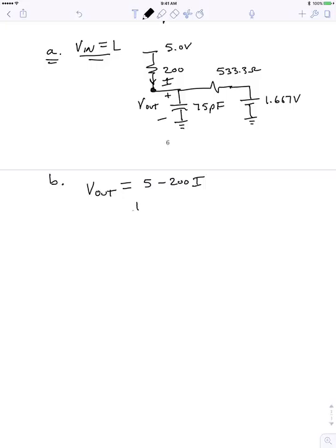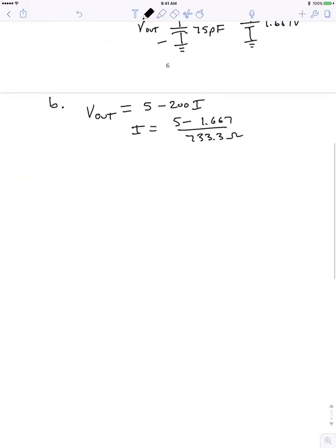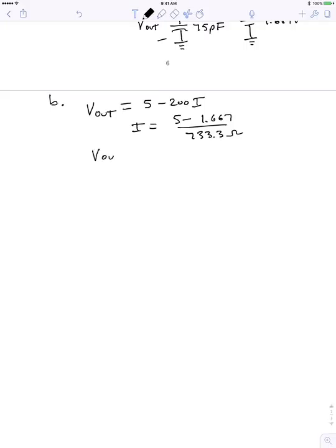Okay, and we can find I by looking at the voltage across the resistor combination. So it would be 5 minus 1.667 divided by 200 plus 533, so 733.33 ohms. And when you do this calculation, you get V out to be 4.09 volts.